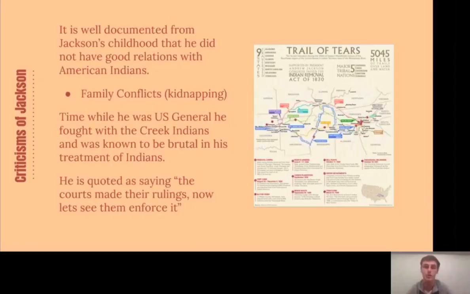Now, historically, he does not have a good history with Native Americans. There are rumors of him being kidnapped by American Indians when he was younger. We also have historical documents talking about how he treated Creek Indians while he was a U.S. general, and his known brutal treatment of them.